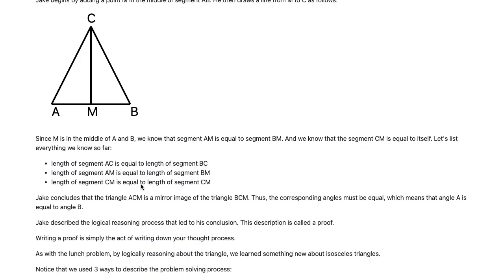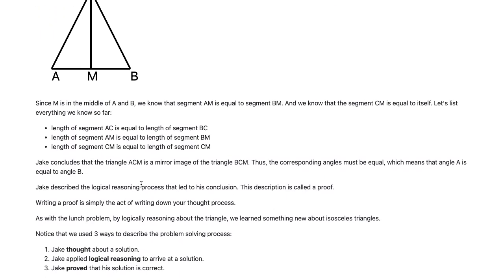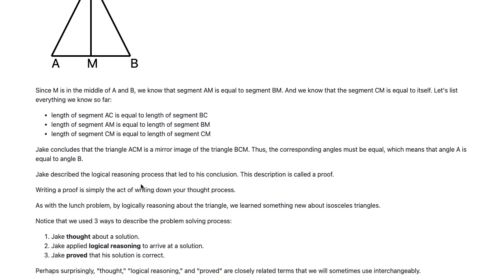Notice that we use 3 ways to describe the problem-solving process. Jake thought about a solution. Jake applied logical reasoning to arrive at a solution. Jake proved that his solution is correct. Perhaps surprisingly, thought, logical reasoning, and proved are closely related terms that we will sometimes use interchangeably.